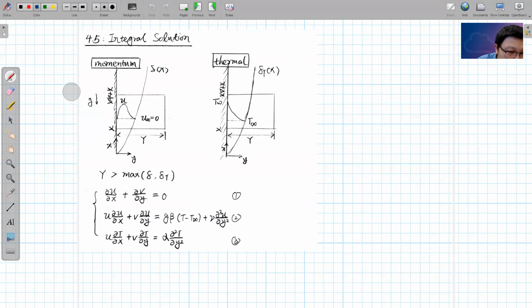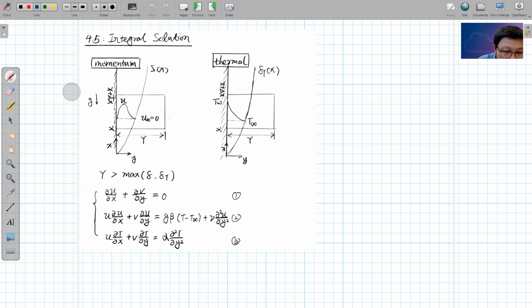This is x plus delta x, and the velocity profile in this momentum boundary layer, or we can call it the velocity boundary layer, has a 2-layer structure, increasing first and then decreasing. In the free stream there is no velocity, so it will be 0, and we create this integral control volume from y equal to 0 to y equal to y, and from this smaller x to x plus delta x.